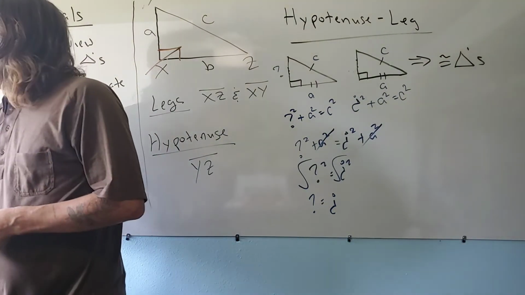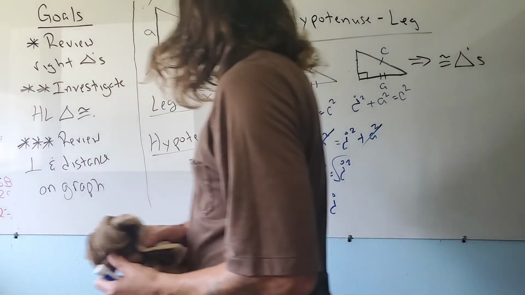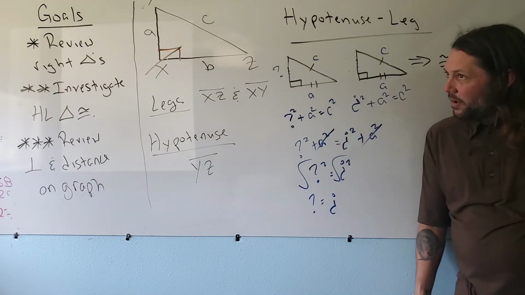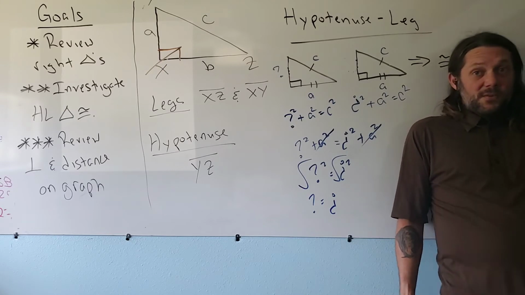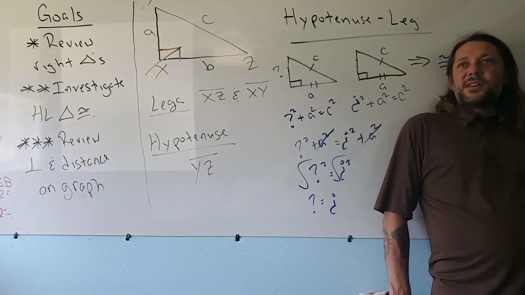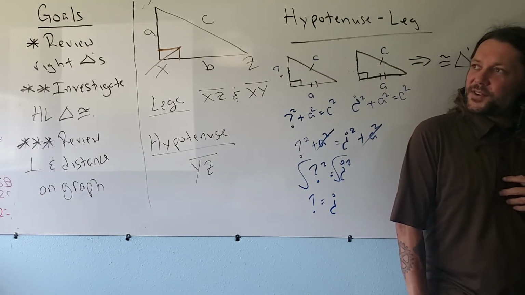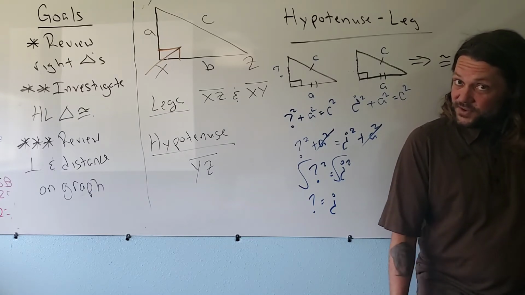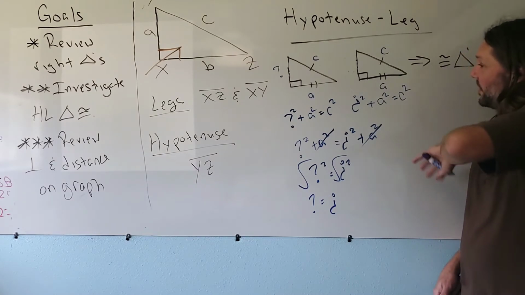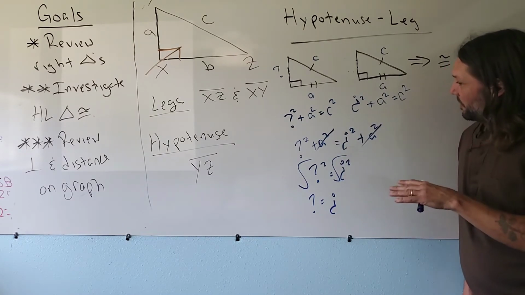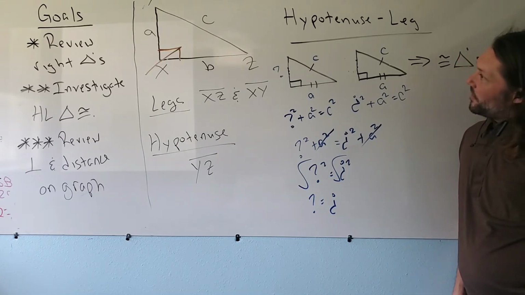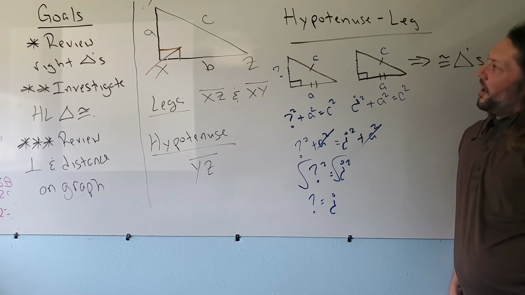Let me just point something out right here. Hypotenuse leg only works for right triangles. However, side angle side works for right triangles, and not just right triangles. So make sure you understand the difference. Side angle side is allowed to have right triangles, as well as angle side angle, but it doesn't work in the other way. So hypotenuse leg only works on right triangles, whereas right triangles can be used in the other triangle congruences. So be aware of that.